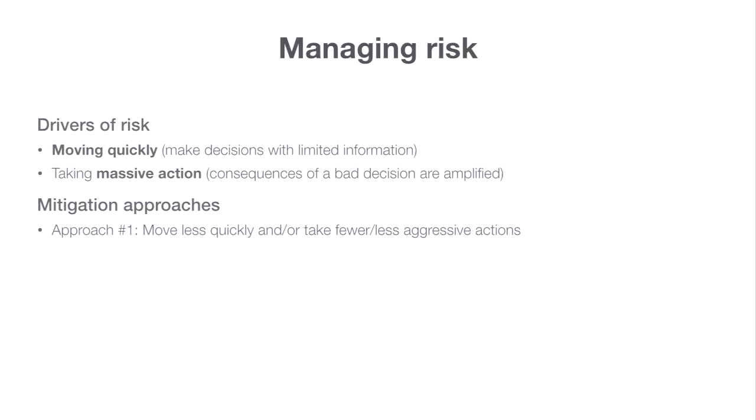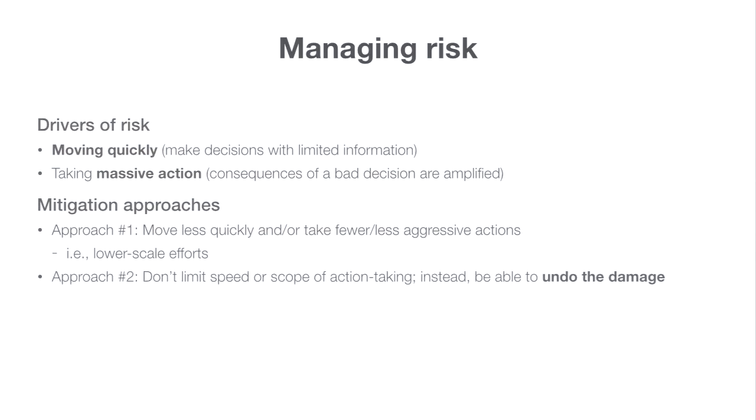Okay, so mitigation. Approach number one, you could just move less quickly. You could take fewer, less aggressive actions. I'm probably not being very fair to the approaches here. In other words, you're lowering the scale of your efforts. Approach two, which is sort of in conflict with some of the earlier ideas, hint, hint, not going to go with approach one. Approach two is don't limit the speed or scope of the action, but be able to undo the consequences of a bad action.